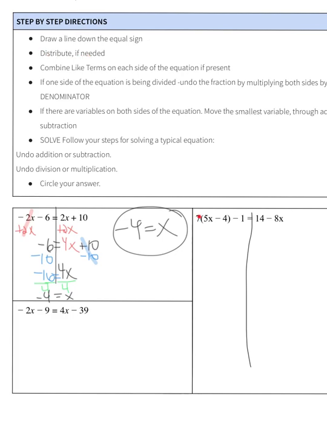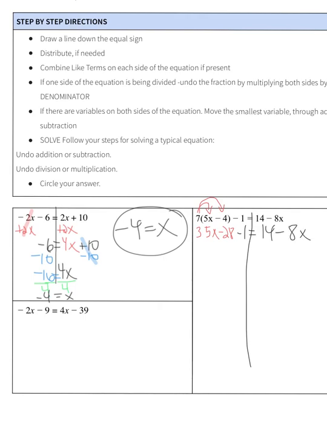I can see right here I have 7 times the quantity 5x minus 4. We have a number touching a parentheses. So that means I'm multiplying this by everything in here. So I have to distribute. 7 times 5 is 35x, and 7 times negative 4 is negative 28, and then I cannot forget the rest of my equation, so I'm going to write my minus 1, and that is equal to 14 minus 8x.